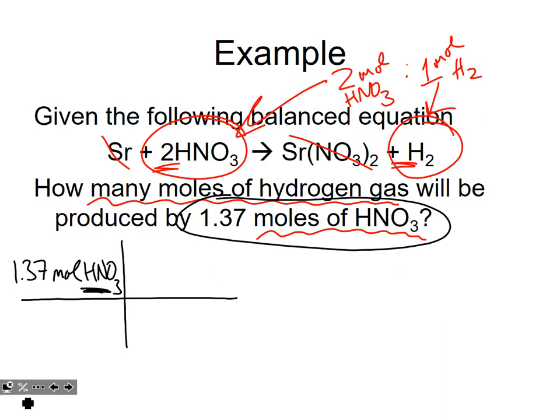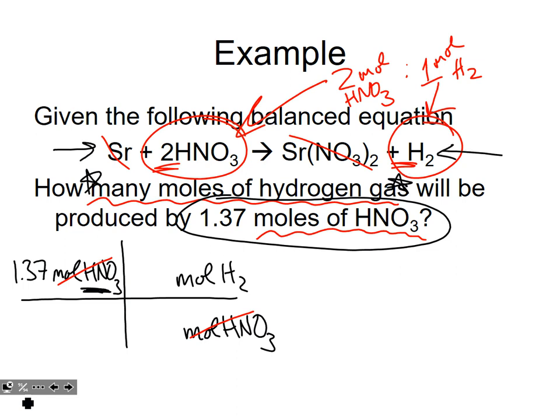So then I know I need moles of HNO3 on the bottom, because that way moles of HNO3 are going to cancel out. And I'm turning it into moles of hydrogen gas. How many moles of hydrogen gas? It's in the problem. So moles of H2. I know it's H2 because I found it in the chemical equation right here.